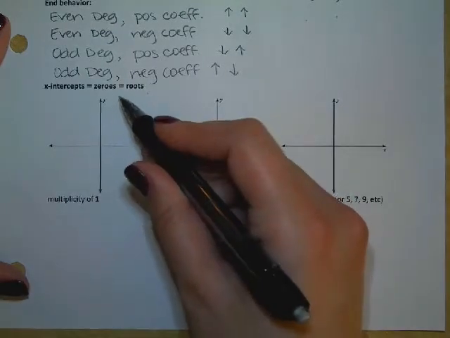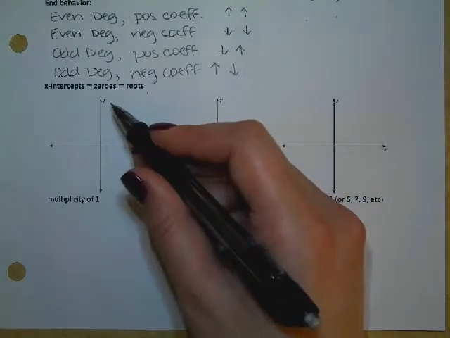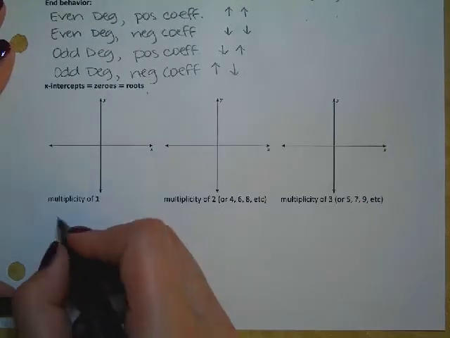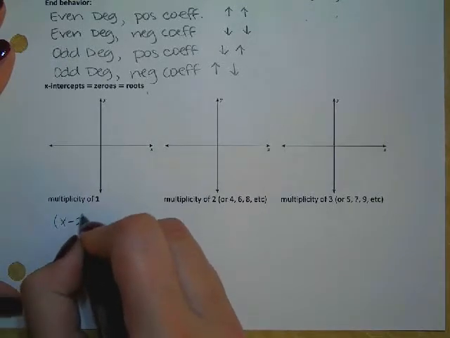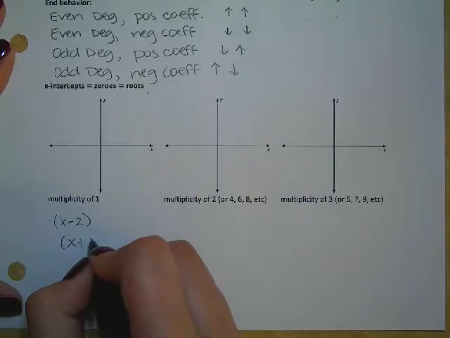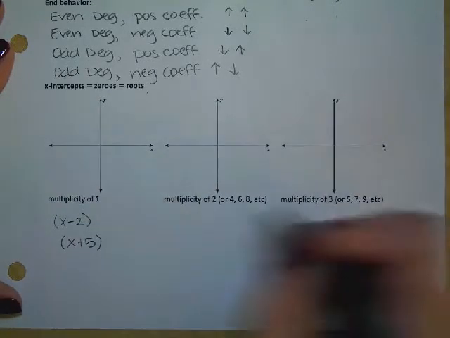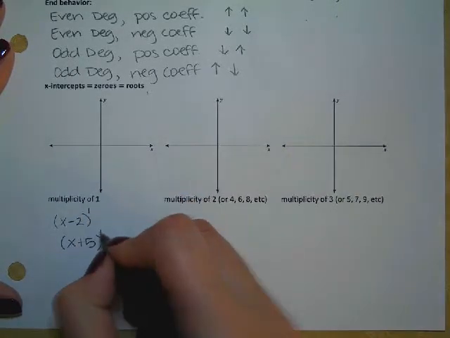So anytime we have an x-intercept with a multiplicity of 1, in parentheses we might see x minus 2 or x plus 5, but the factors are always written like that with an exponent of 1.